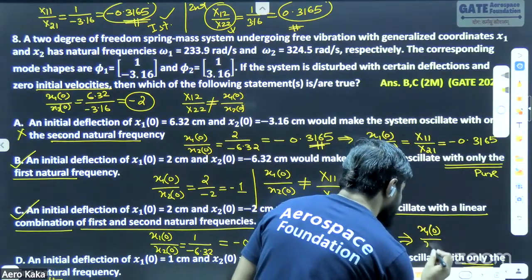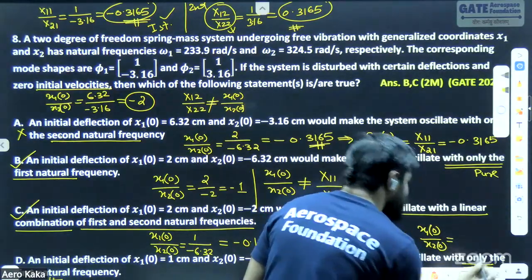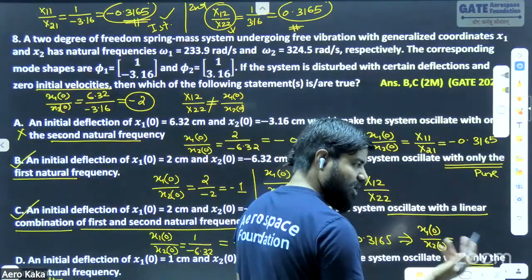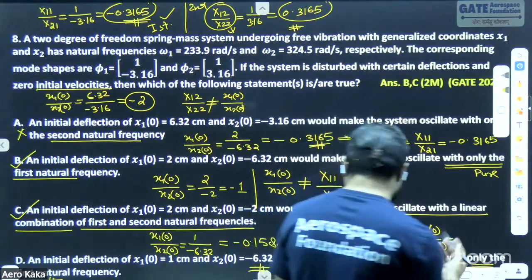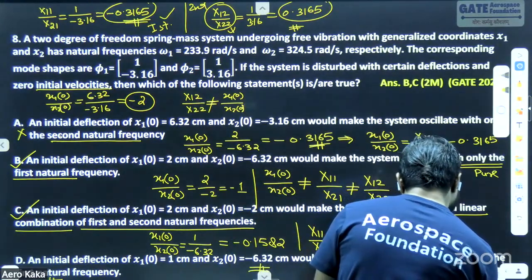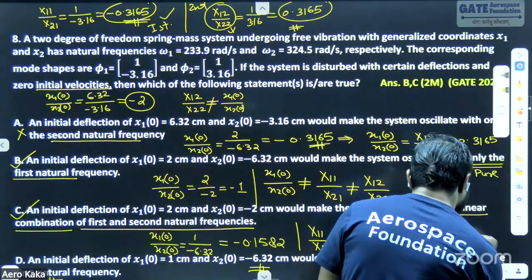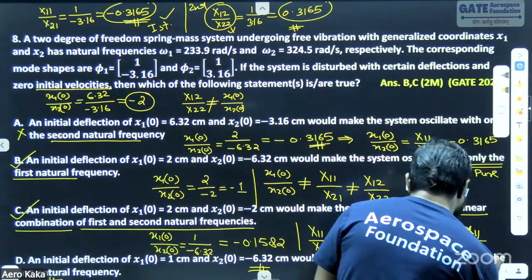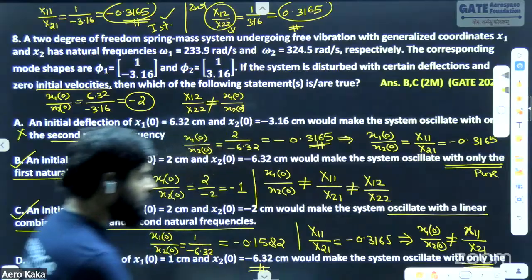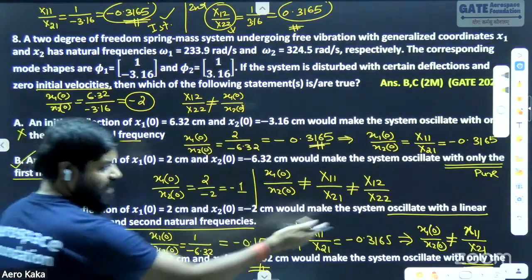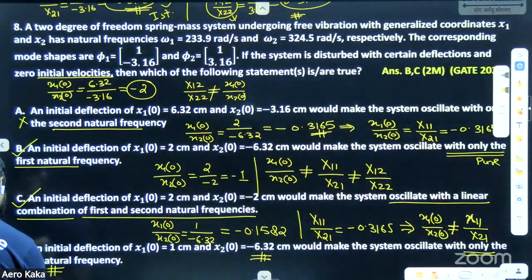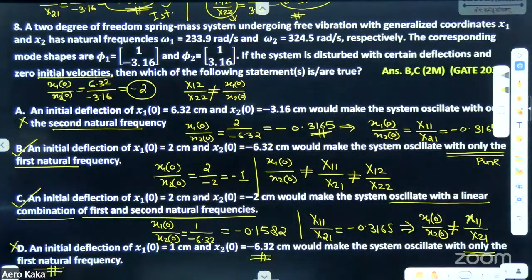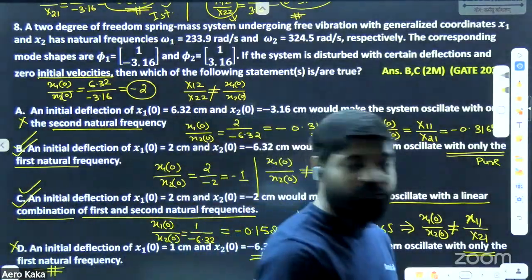What's the condition for the pure mode? The amplitude ratio should be equal to what? Please tell me. Amplitude ratio equal to mode shape ratio only. So it is not going to be equal to x11 upon x21, meaning it's not equal to the mode shape ratio. It means it's a combined mode. Combined mode means this option D is wrong. So what is the correct one? Option B and option C. Is that clear? Okay.